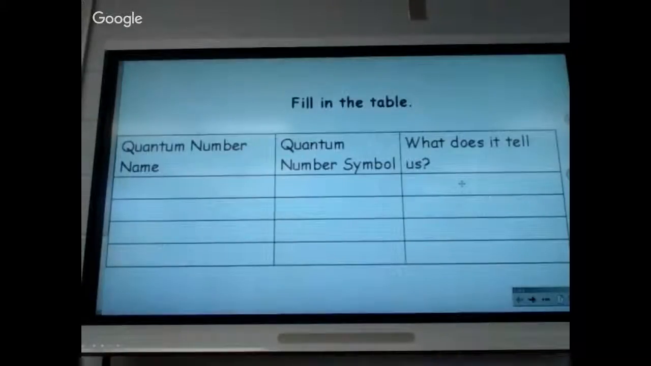All right, so the next one I can almost guarantee half of you lost 4 points. If you came up with spin quantum number, and you put S, and out to the side for what does it tell you, you wrote spin, and that's all you wrote, you lose 4 points. Okay? The spin of what? Does anyone know what's spinning? The electron spinning. Alright, the spin of the electron is what it should say.